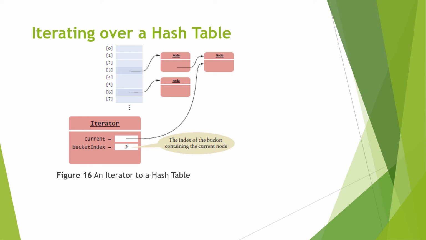So the iterator points to one of the nodes in one of the buckets. The current points to the node, and the bucket index is 3 because that node is in bucket number 3. If you call the next method of the iterator, then it should point to this node. Why? Because it has to skip these 2 buckets because they're empty, and then in bucket number 6 it should point to the first node of the linked list.